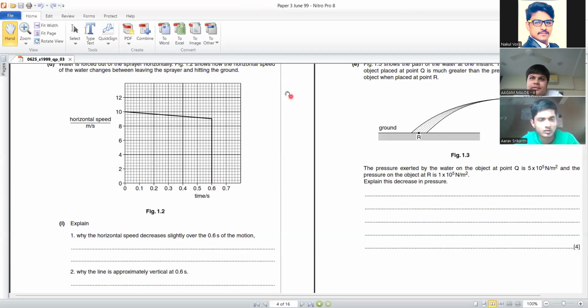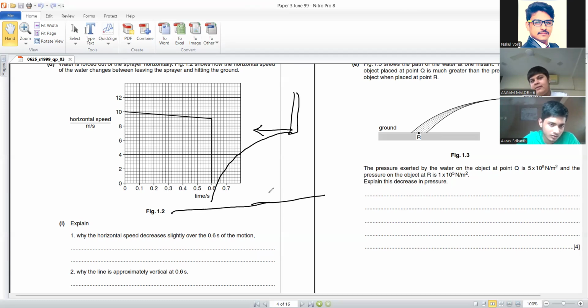Okay, this is the sprayer. This is the ground. The horizontal speed is given. The water might travel like this, right? At each and every point, the water has two types of velocity. The horizontal velocity is only reduced because of air resistance, but it has nothing to do with gravity, because it is not in the direction of gravity.